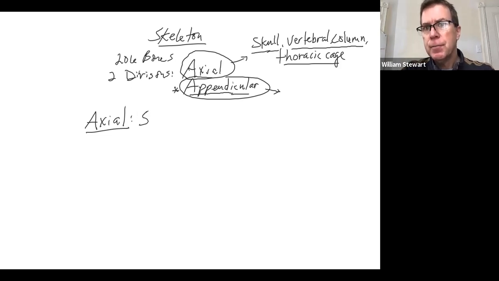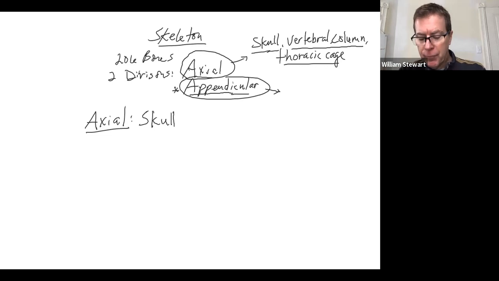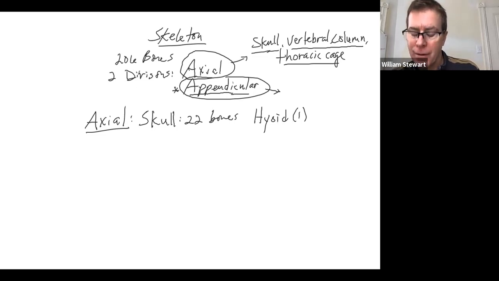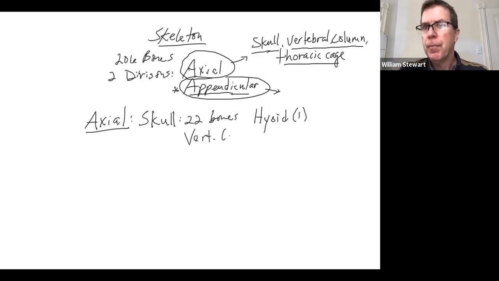The skull, this is just a breakdown, contains 22 bones. The hyoid, which is a disarticulated bone in the neck, is just one bone. Disarticulated means it's not connected to any other bone. It doesn't articulate with another bone. The vertebral column, including the sacrum and the coccyx, has a total of 26 bones. There's 24 vertebrae, and then there's the sacrum and the coccyx.